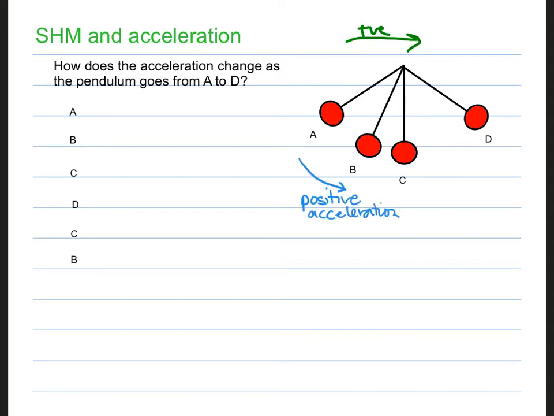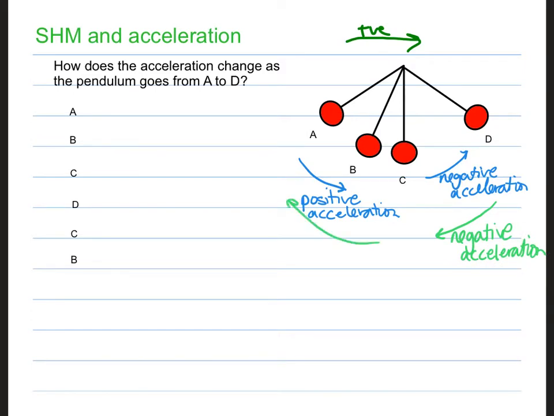Then as it moves from C to D, we have it slowing down again in a positive direction. So that's going to be negative acceleration. But now as it swings back from D to C, it's speeding up in a negative direction. Speeding up in a negative direction is also negative acceleration. And now finally, we have it slowing down from C to A in a negative direction. That is positive acceleration.